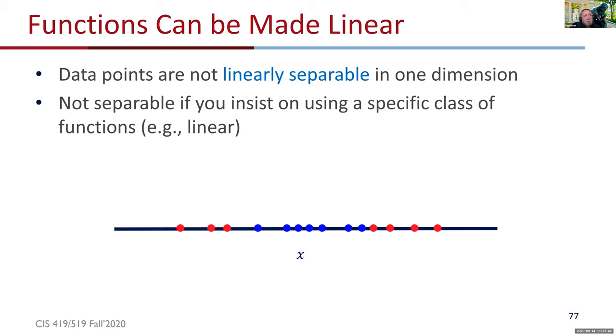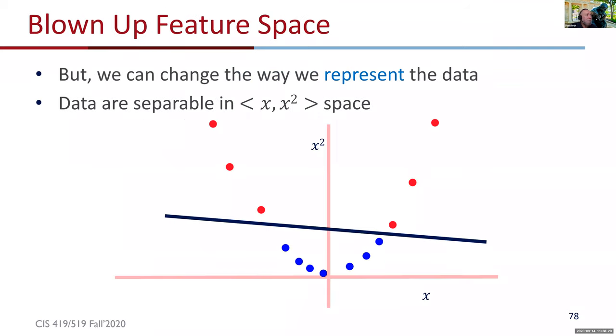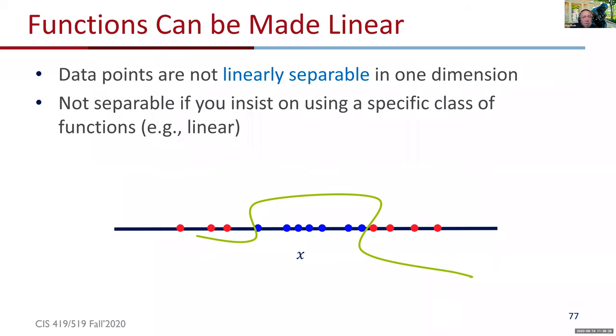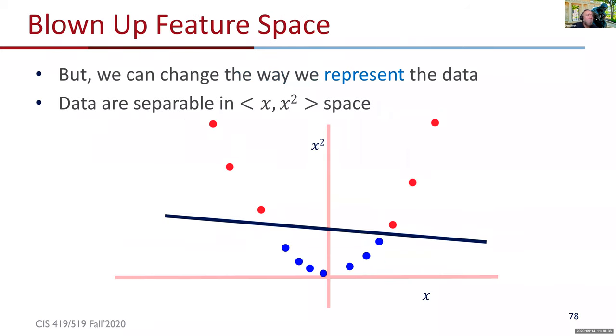However, I can not insist on using a specific class of function, linear function. I can say, you know, take a green function again, right? And with this green function, I separated the blue from the red. So now if you know this green function, below the green function, I will say blue. Above the green function, I will say red, and I have a function. But this is way too expressive. What do I want if I want to use the simple functions, that linear function, and separate the red and the blue? Here is a trick. I'm going to change the way I represent the data. Instead of just representing it as X before, where I encoded just the X value, here I'm going to encode X and X squared.